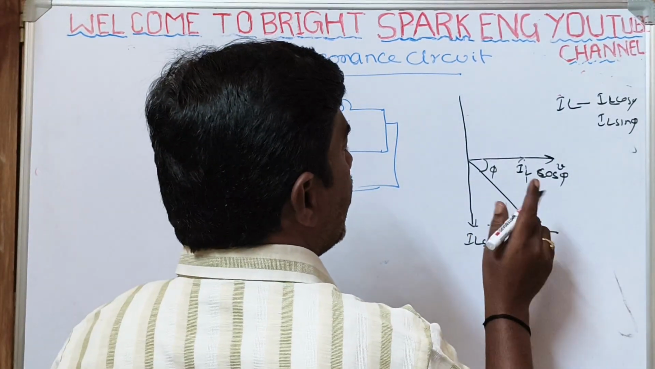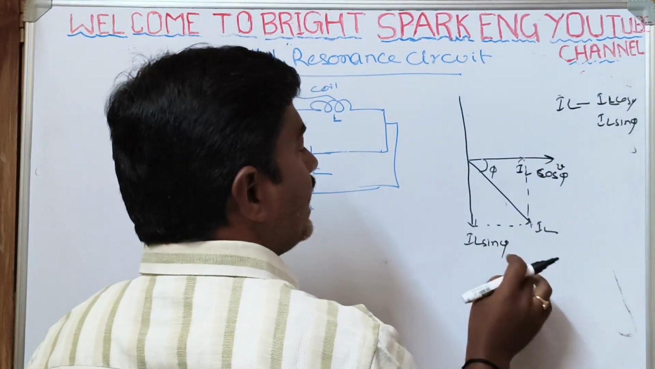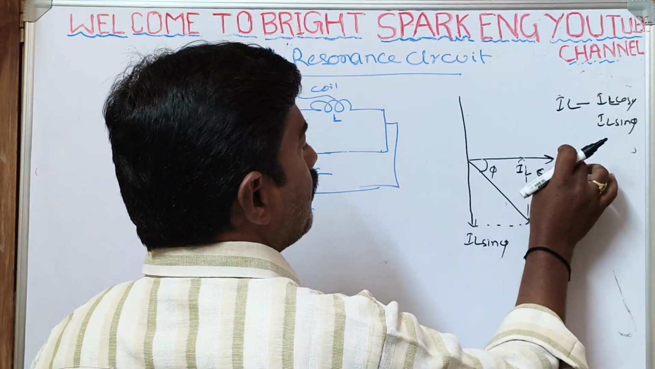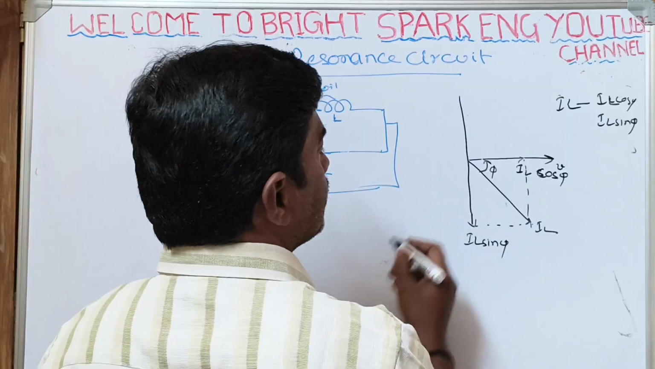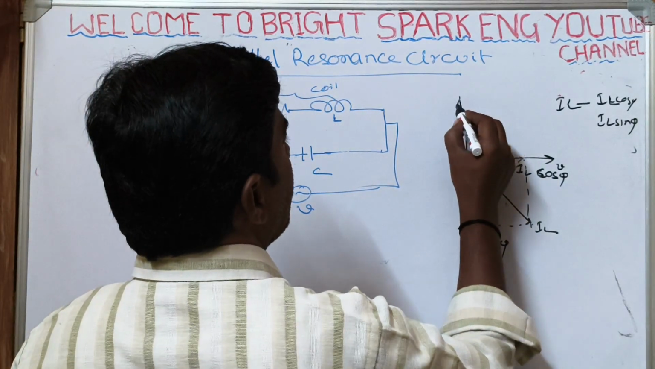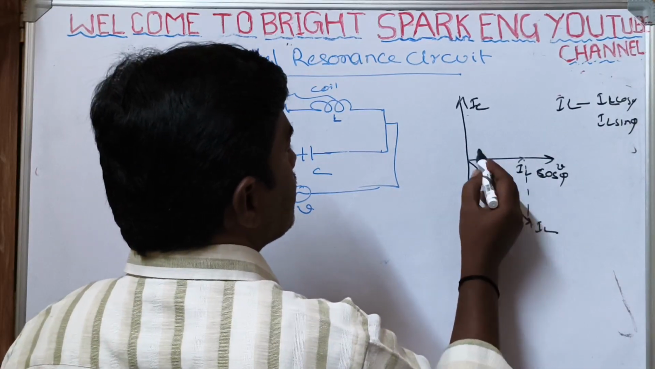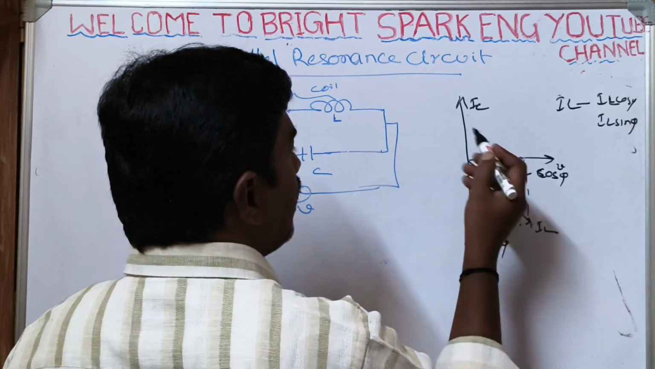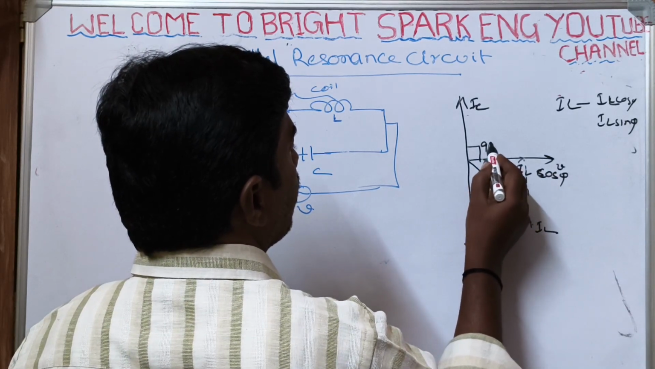This means the flow of current in the inductor is lagging behind the supply voltage, in this direction. This is the IC. It means the capacitive current is ahead of the supply voltage. This is the 90 degrees.